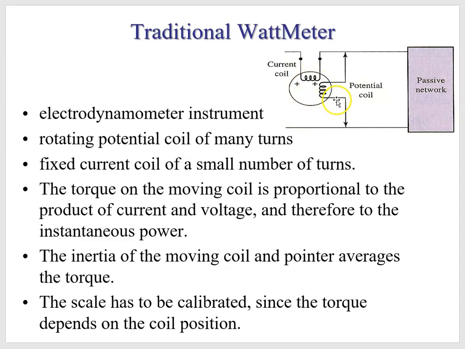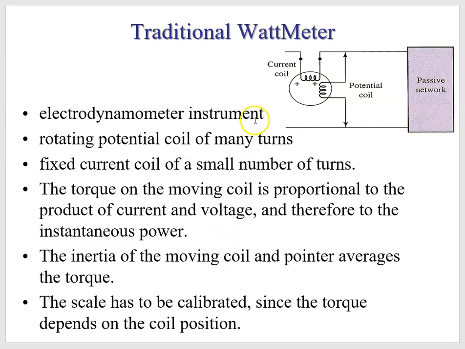The way the power was measured, since this potential coil could move, is that it used the torque on this moving coil. The torque is going to be proportional to the product of the voltage and current, and therefore it's going to be proportional to the instantaneous power. But the inertia, when that is torquing, is going to average that out. So that averages the torque, and you end up with the average power.